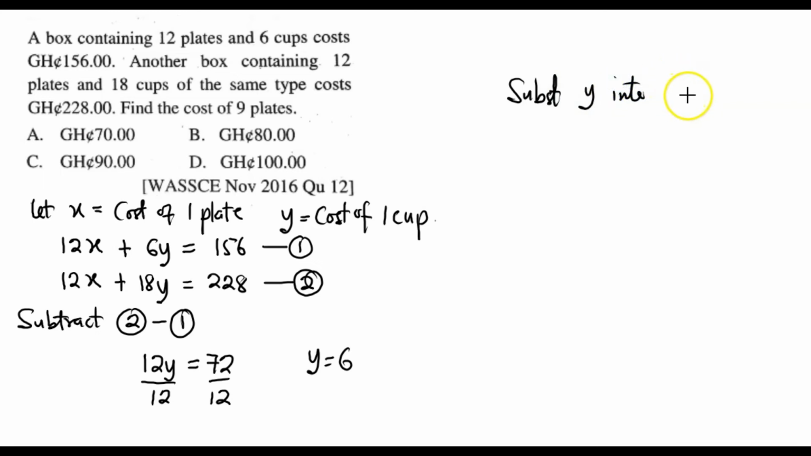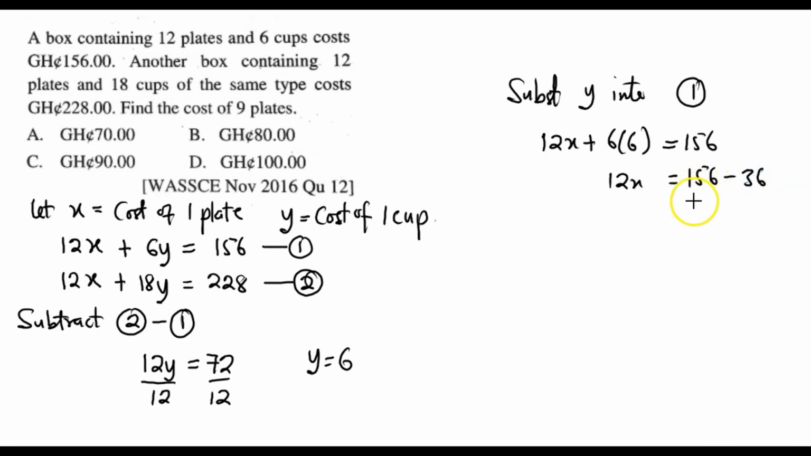So I would like to use equation 1, and that will give us 12x plus 6 times the y value, which is also 6, and this must be equal to 156. So grouping terms, 12x must be equal to 156 minus 36. Simplifying, 156 minus 36 is going to give us 12x is equal to 120.